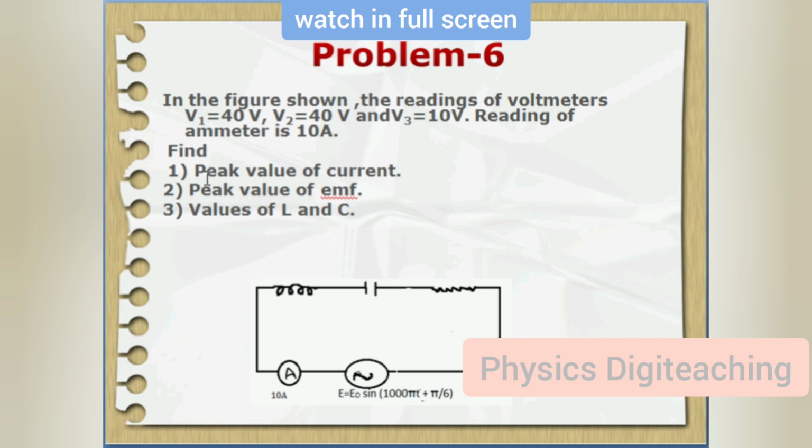Problem 6. In the figure shown, the readings of voltmeters V1 equal to 40 volt, V2 equal to 40 volt and V3 equal to 10 volt. Reading of ammeter is 10 ampere. Find the peak value of current, peak value of EMF and values of L and C.